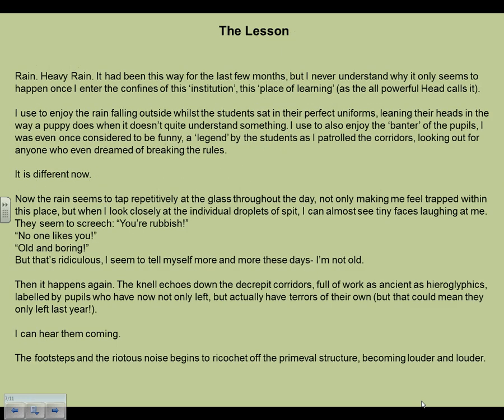So, here's my piece. Rain. Heavy rain. It's been this way for the last few months, but I never understand why it only seems to happen once I enter the confines of this institution, this place of learning, as the all-powerful head calls it.